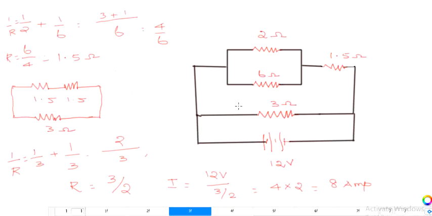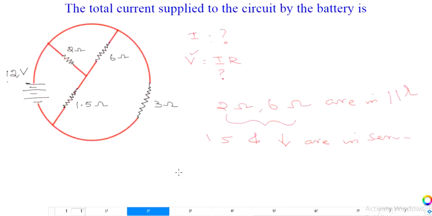If you find the total resistance of the circuit, then you can simply find out the current, voltage by resistance. The current supplied to the circuit by the battery is 8 amperes. Understand? 8 amperes. It is a question asked by Bhubaneswar University for their engineering entrance exam.